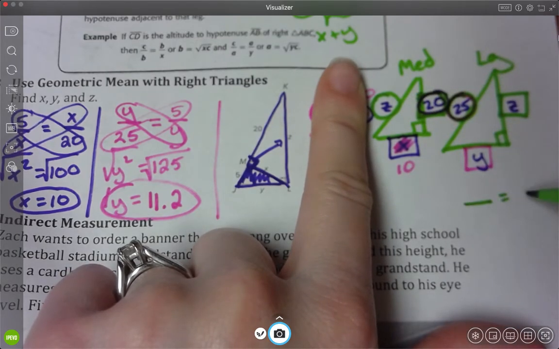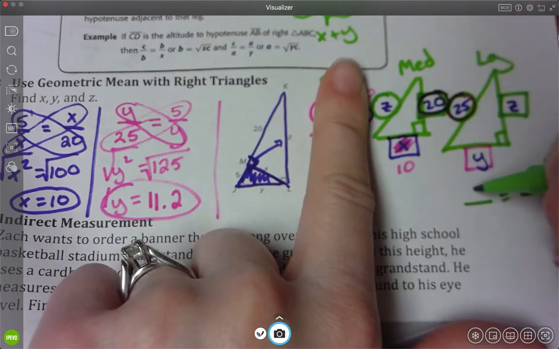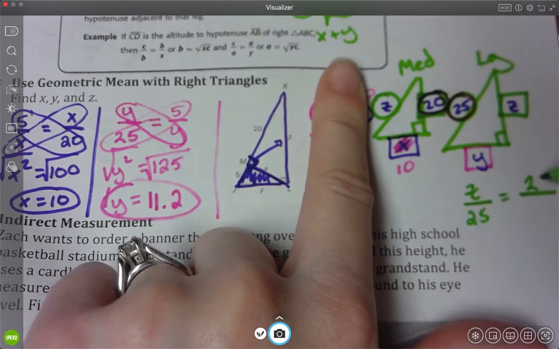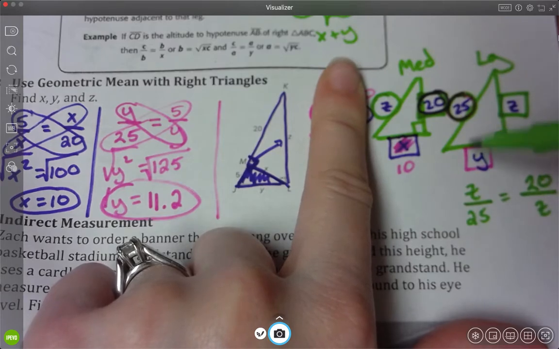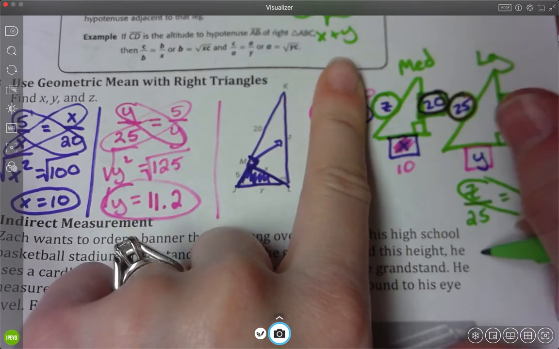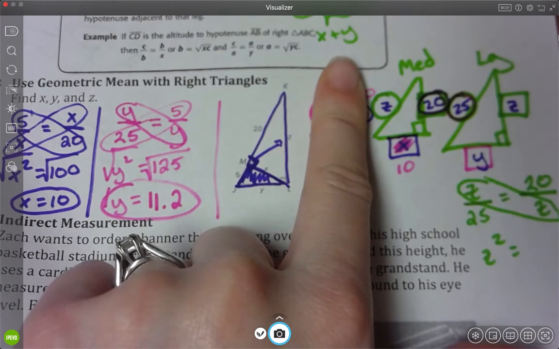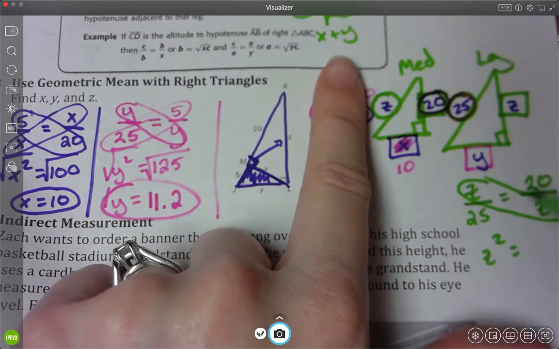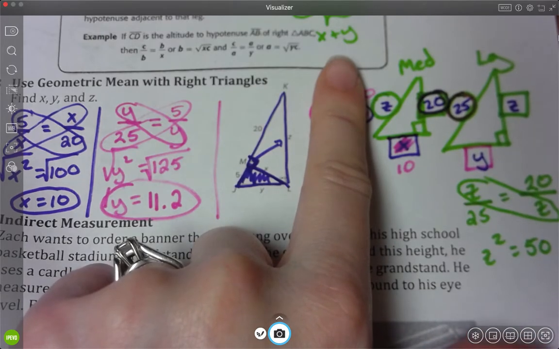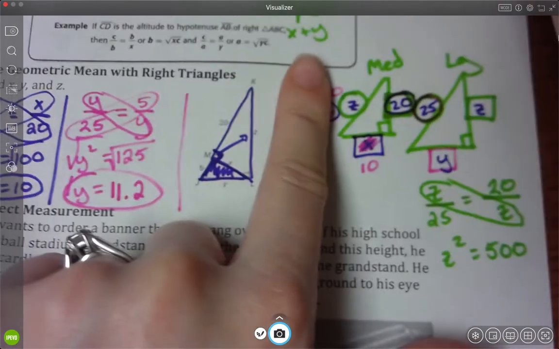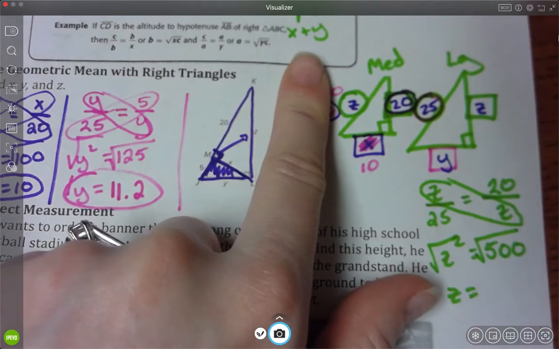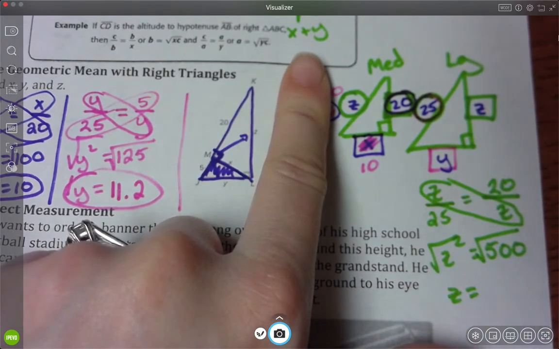So setting up your proportion, I'm just going to start with this Z on the left side, and I'm going to do Z over 25. That would be like medium to large, would be 20 over Z, medium to large, okay? Got a geometric mean again. Z squared equals, let's see, 25 times 20. Okay, I wanted to get my calculator out just now, but 25 times 2 is 50, and then with an extra 0 on it, right? Okay, so 500. If I take the square root of Z squared, Z is going to be, I don't know, whatever the square root of 500 is.